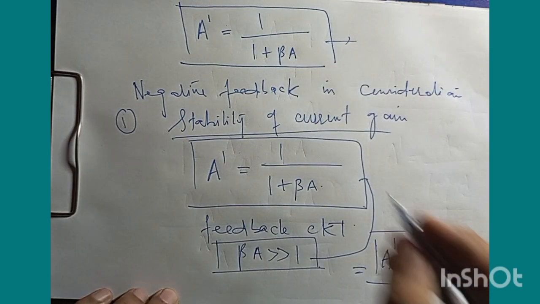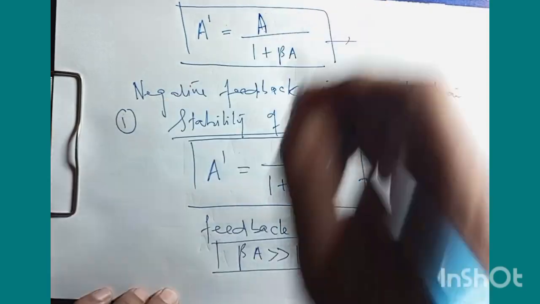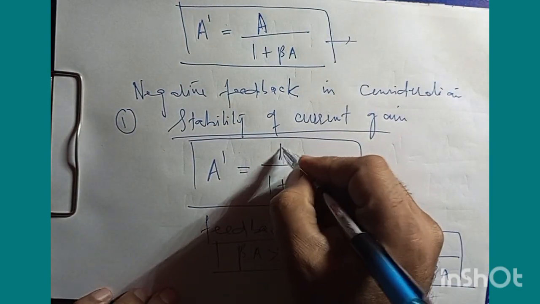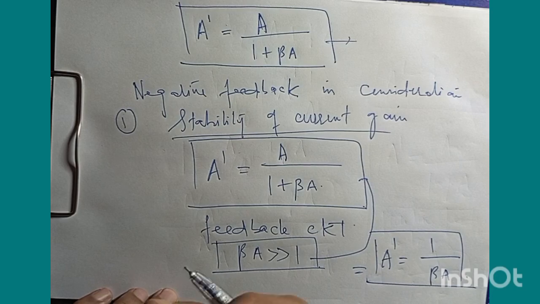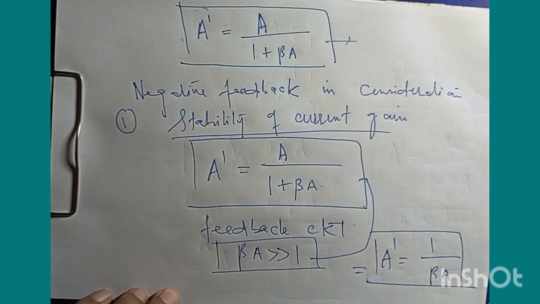Sorry, I have committed a mistake here. Here it is A. Okay, here it is A. What is A? A is the gain of the amplifier in absence of the feedback that we are applying, and A dash is the gain of the amplifier in presence of feedback.